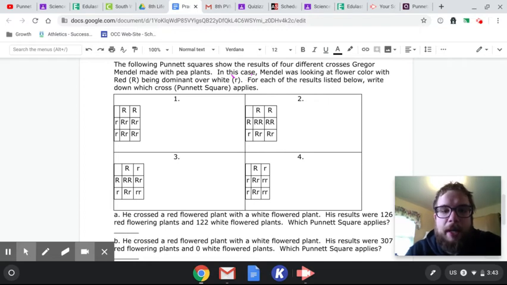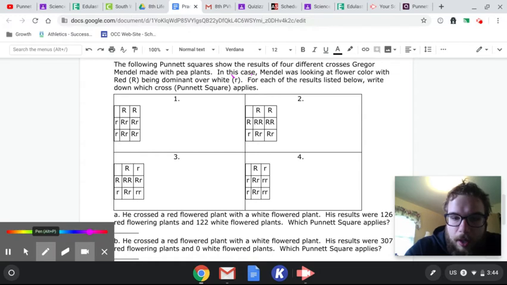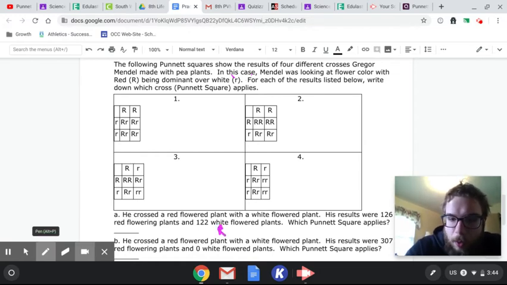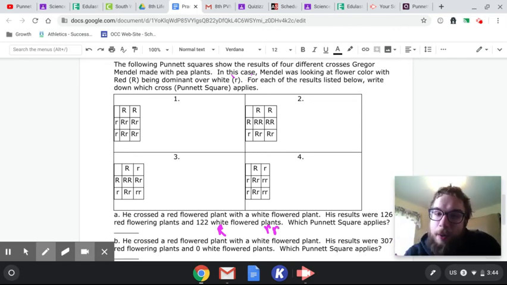All right. Big R is red. Small r is white. So if he's taking red and crossing them with white, what do we know? Okay, we know that one parent has to have a big R, and we know that the white parent has to have what? 2 small r's. Okay, we don't know necessarily what that second allele is for the first parent, but we can figure that out pretty easily.